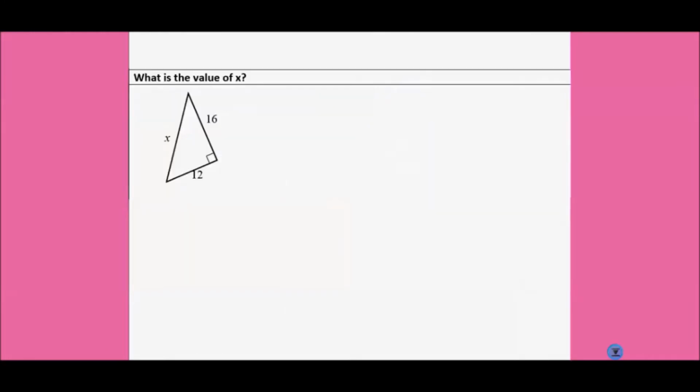So let's put this to use. We're going to find the value of x. Since x is across from the right angle, that's going to be our side C. So x squared equals 12 squared plus 16 squared. If we type 12 squared plus 16 squared into our calculator, we get 400. To undo the square, we would square root both sides, which would give us that x is equal to 20.